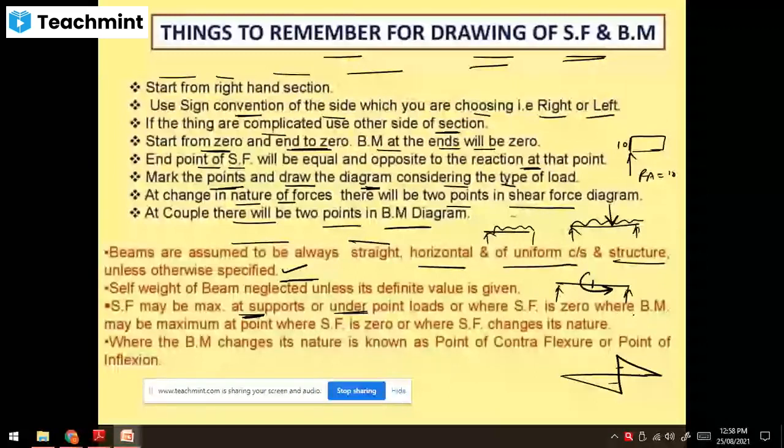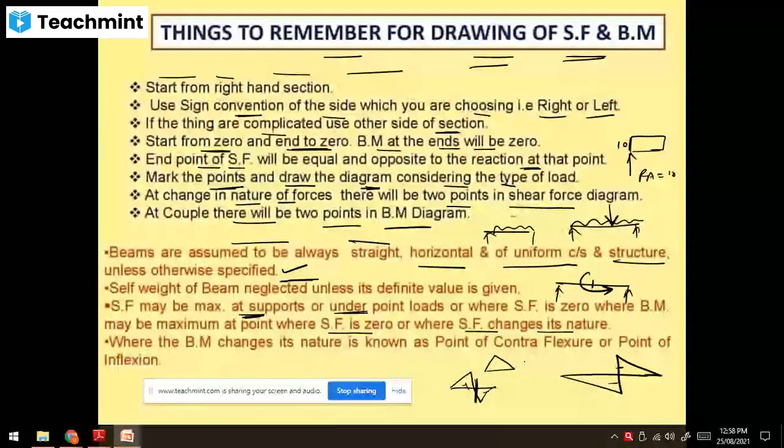Where the bending moment is maximum, your shear force is 0. Shear force is 0 where your bending moment is maximum. And bending moment will be maximum when shear force is equal to 0, or vice versa, or where the shear force diagram changes its nature from positive to negative, at that particular point also you get the maximum bending moment.